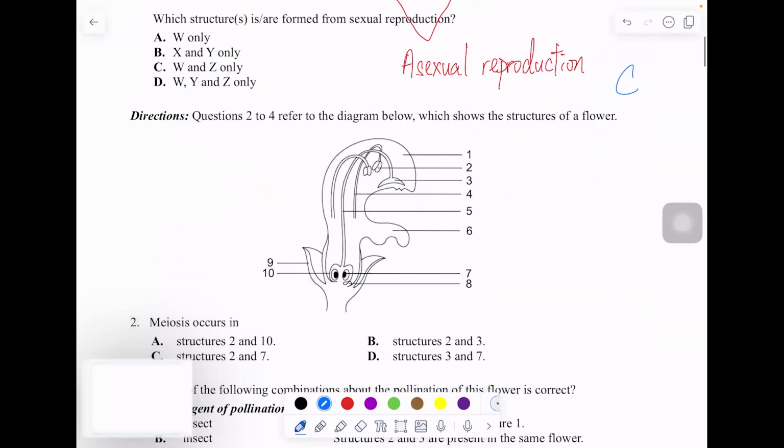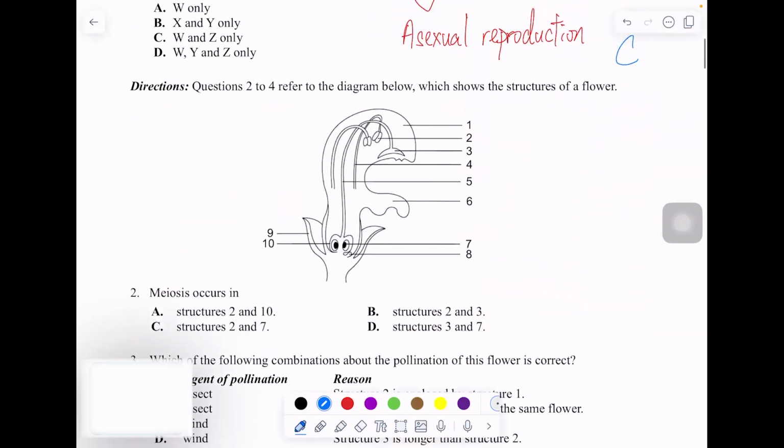And next, for questions number 2 and 4, we can see that they refer to the structure of the flower. In fact, we're talking about meiosis. Meiosis means that we're trying to produce the gamete.